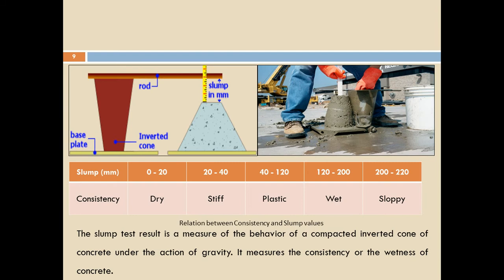The slump test result is a measure of the behavior of the compacted cone of concrete under the action of gravity. As already told, once the mold is lifted, the concrete settles due to its gravity only. So it measures the consistency or the wetness of the concrete. It measures the amount of water that is added to the concrete mix, that is, it measures the consistency directly, but with the help of the slump value we are measuring the workability indirectly.